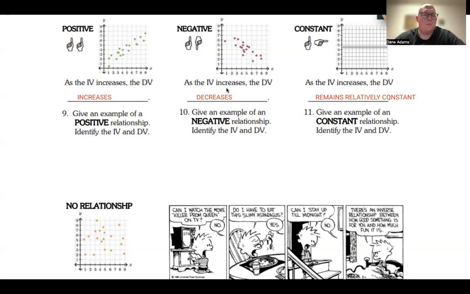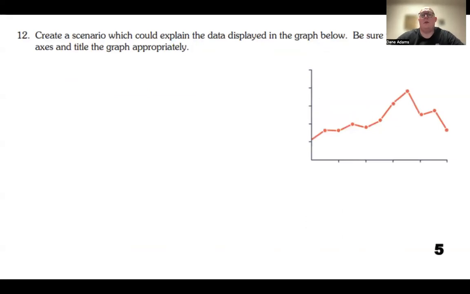Okay. That kind of does it for this part. I'm going to move on, pause the video if you need a little bit more time. Number 12 down here says to create a scenario that could be explained by this data. I'm going to give you a little bit of time to make something up. It's totally up to you. It can be whatever you want, but it does say to be sure to label the axes and title it.